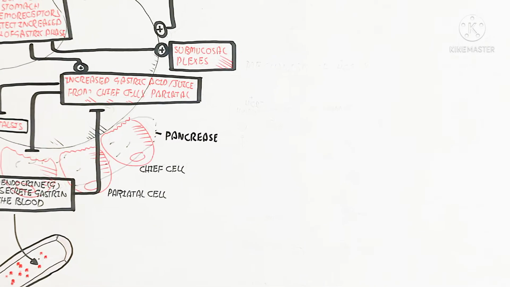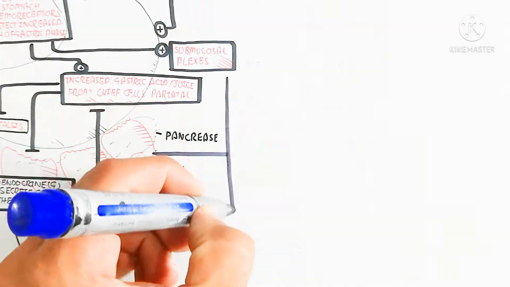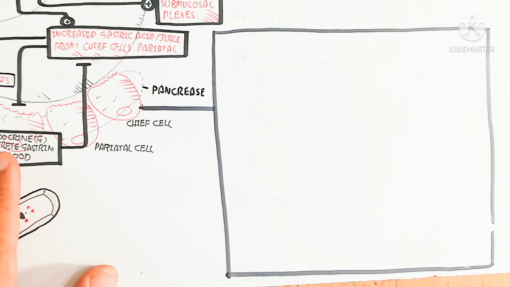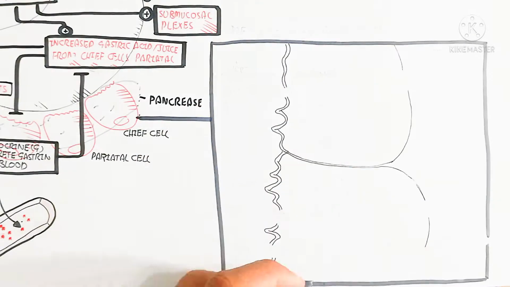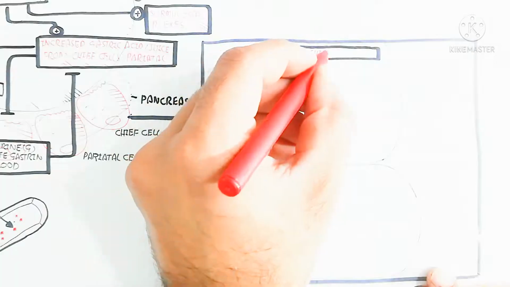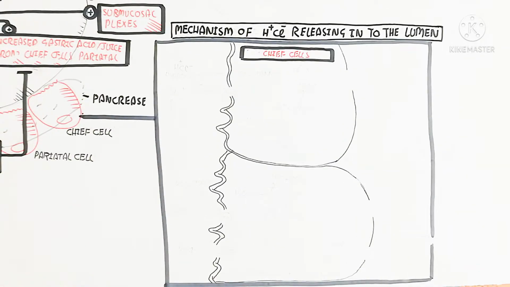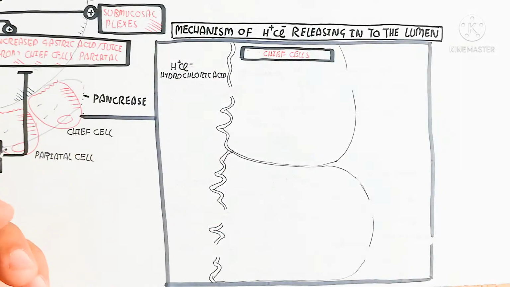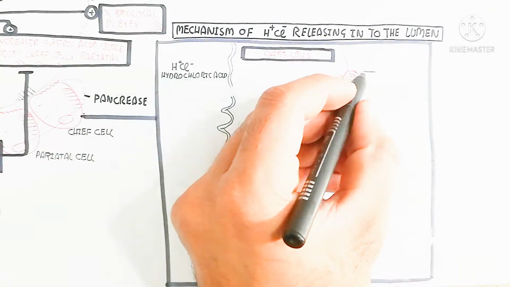So here is the pancreas. Let's begin to understand the secretion of the pancreas. But first of all, we should understand the mechanism of hydrochloric acid release into the lumen. How is it possible? This is the bigger picture of the cell, which contains a lumen inside the stomach, while the cell inside is known as the parietal cell. Not chief cell, that was a mistake, but you can understand this is the parietal cell. Here the hydrochloric acid is produced.